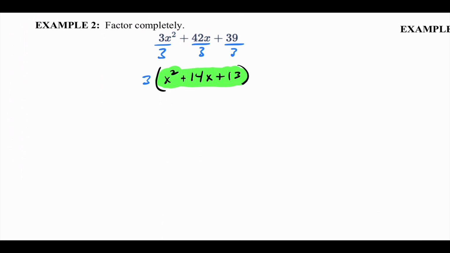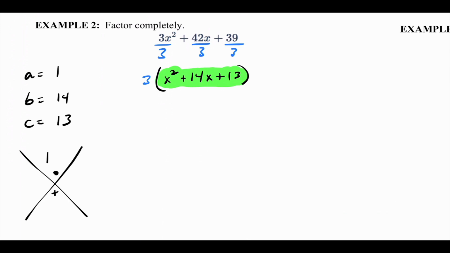All right. Now with the green, I'm going to do ABC. A, B, C: 1, 14, 13, all positives. So the two numbers that multiply to be 13 and add to be 14. Well, there's only two numbers that multiply to be 13: 13 and 1. So it has to be 13 and 1. There's no other option.